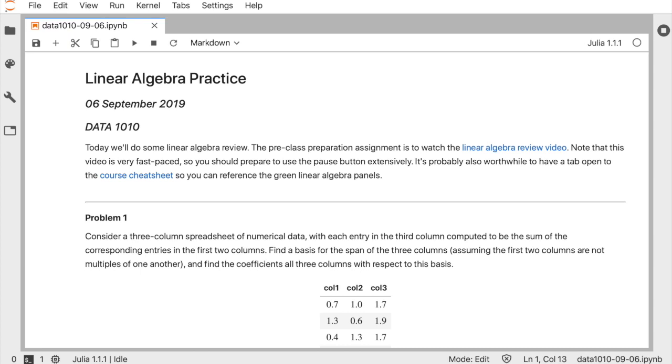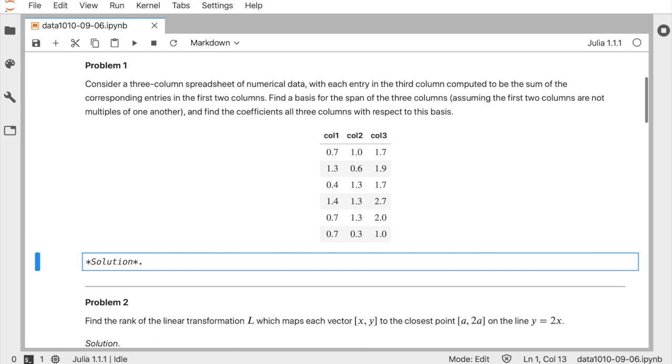Today we're going to practice some linear algebra problems. Let's jump straight into it. The first problem asks us to consider a spreadsheet of numerical data with 3 columns, and the third column is equal to the sum of the first 2 columns. We're asked to find a basis for the span of the 3 columns of this matrix, and also find coefficients of each column with respect to that basis.